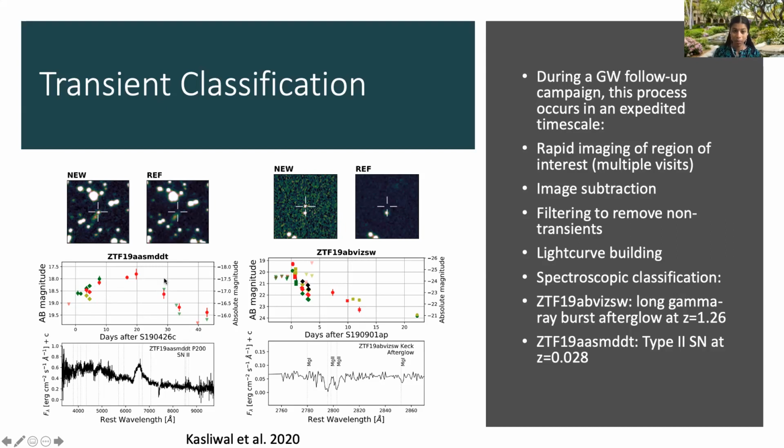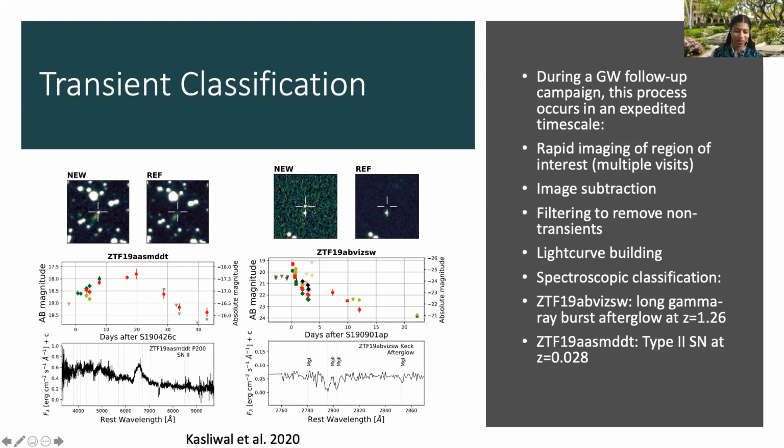And then finally, we end up with a list of transients that are very interesting, and we need to know what they are. So we take spectra, we perform spectroscopic classification. So here are two examples of interesting transients that we detected in our follow-up. So here you have the new image again. You see the detections here, where there was nothing at the reference position. The light curves you can see in early time, we see rapid evolution, which is why these transients were interesting.